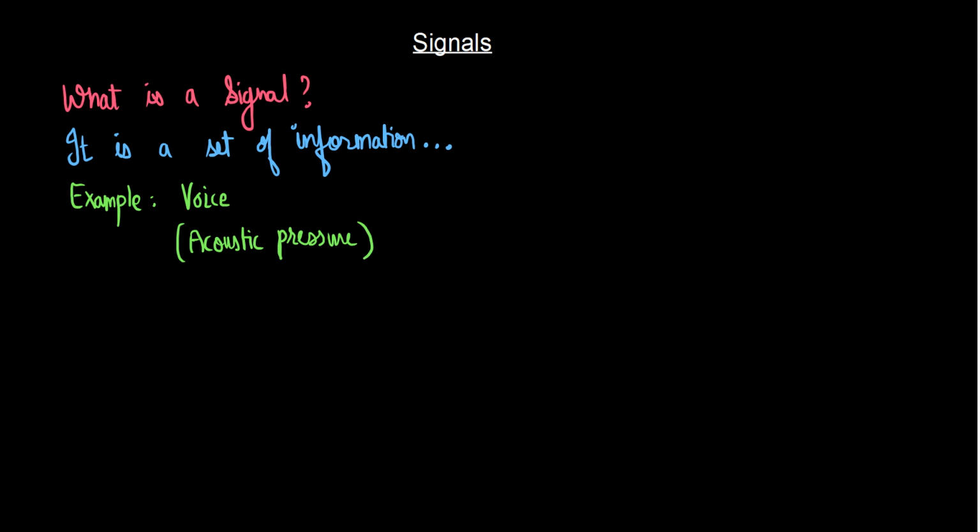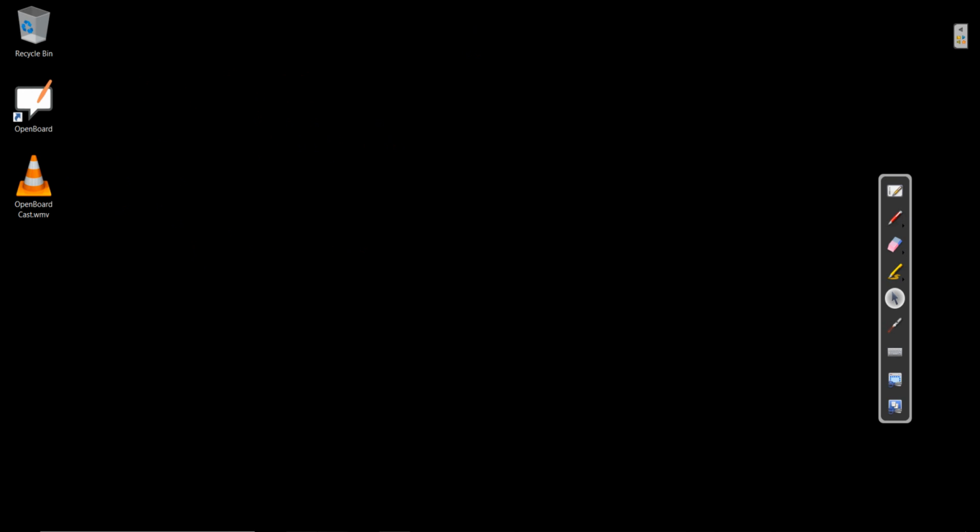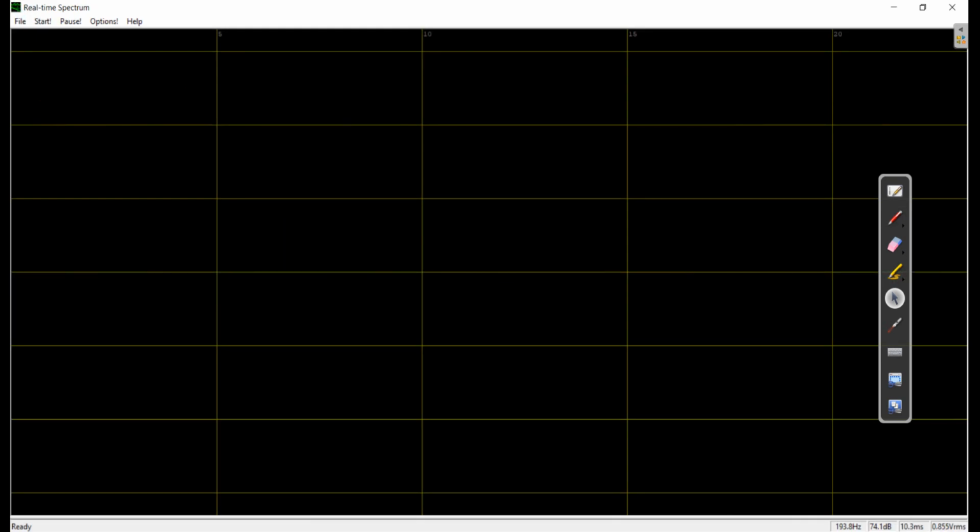In order to get a feel of how this voice signal looks, let's observe the graph shown on the screen. The graph here shows a real-time representation of my voice. You may observe that my voice changes and this graph also takes equivalent values. Let's observe this graph more closely.